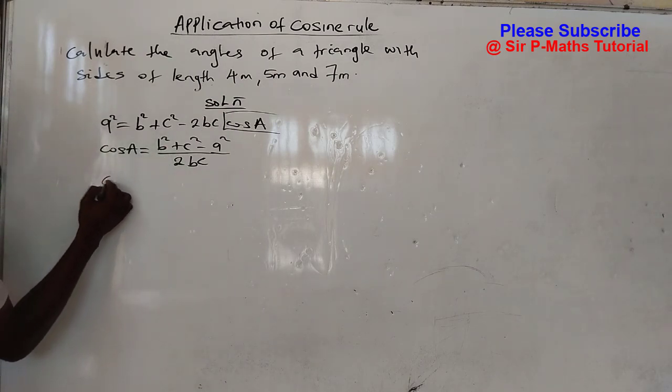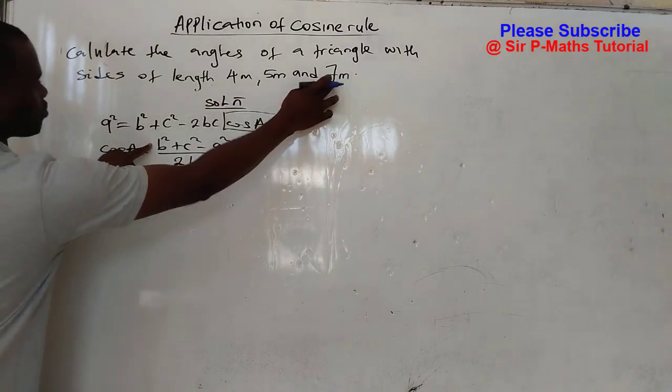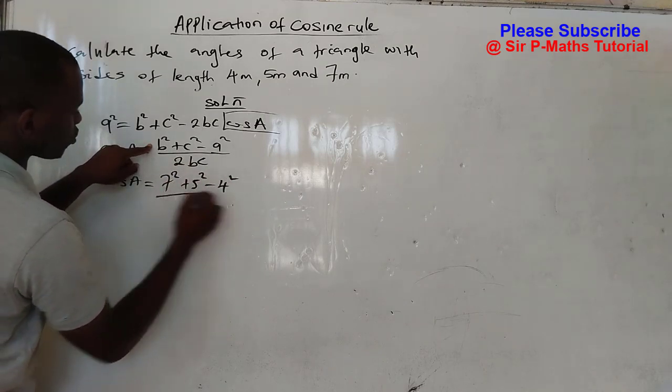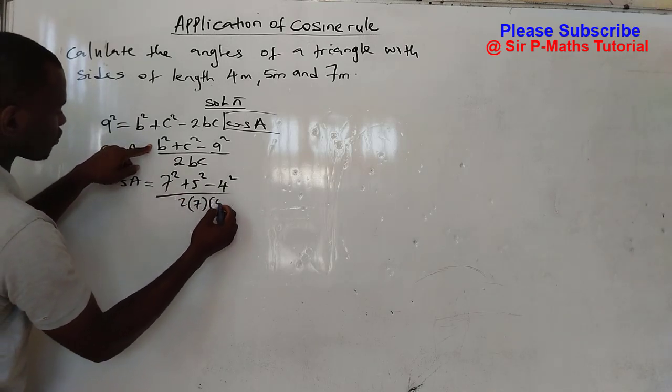So for the first one, I will have cos A equal to B squared. Let's start with this. 7 squared plus 5 squared minus 4 squared over 2 into 7 and 5.